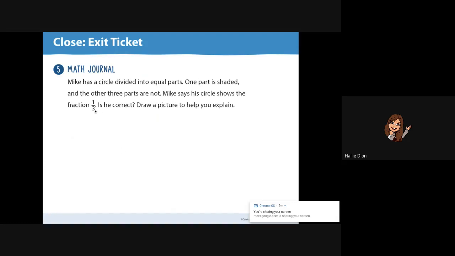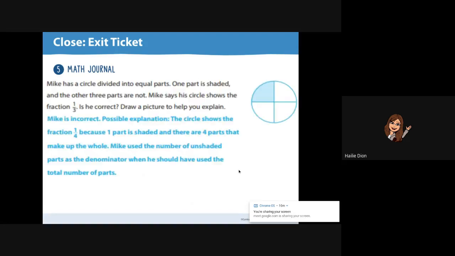But Mike says his fraction is 1/3. Is he correct? No, because he didn't count his parts right. He said 1 part is shaded and 3 parts are not. He just looked at the 3 parts that are not shaded, and it looks like he just made that his denominator. But really his denominator should be 4 because we have to also account for the 1 that's shaded. So let's look at the picture to help us.